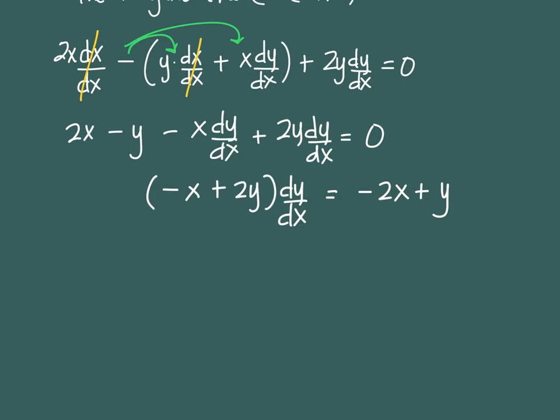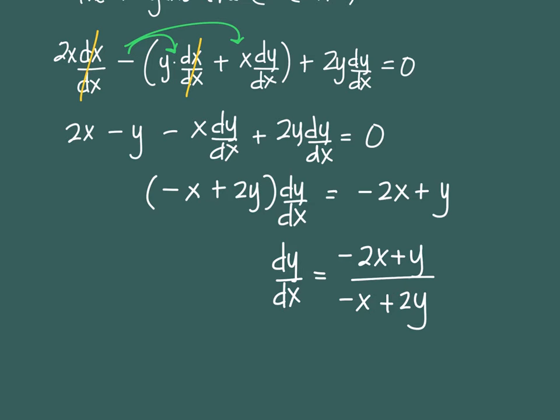So I did two things at the same time. And then we'll simplify. So we'll have negative 2x plus y divided by the quantity negative x plus 2y. That's not reducible. Those x's don't reduce, those negatives don't reduce, the y's don't reduce. That's in its final form.